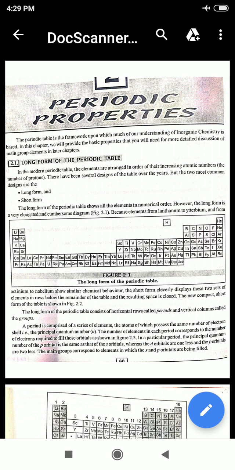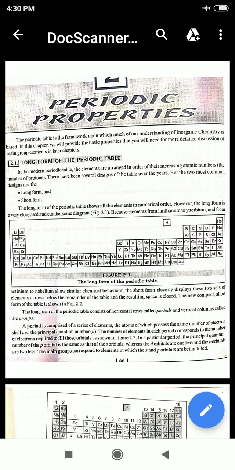Today's topic is periodic properties. The periodic table is a framework upon which much of our understanding of inorganic chemistry is based. In this chapter, we will provide the basic properties that you will need for more detailed discussion of main group elements in later chapters. Long form of the periodic table.